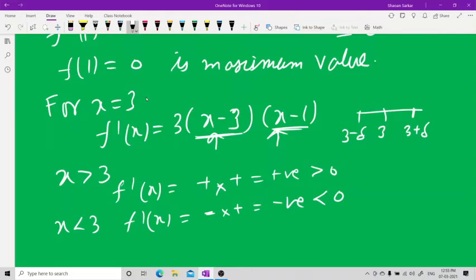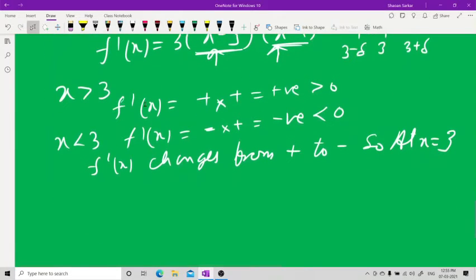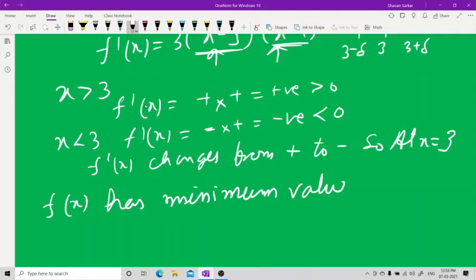So f dash x changes from plus to minus. So at x equal to 3, f x, not f dash x, has a minimum value. Let us find the value.